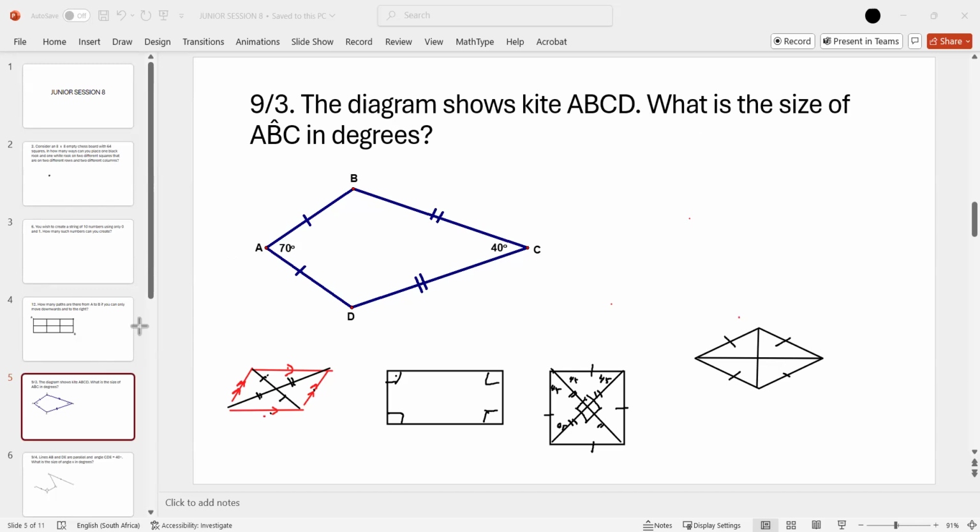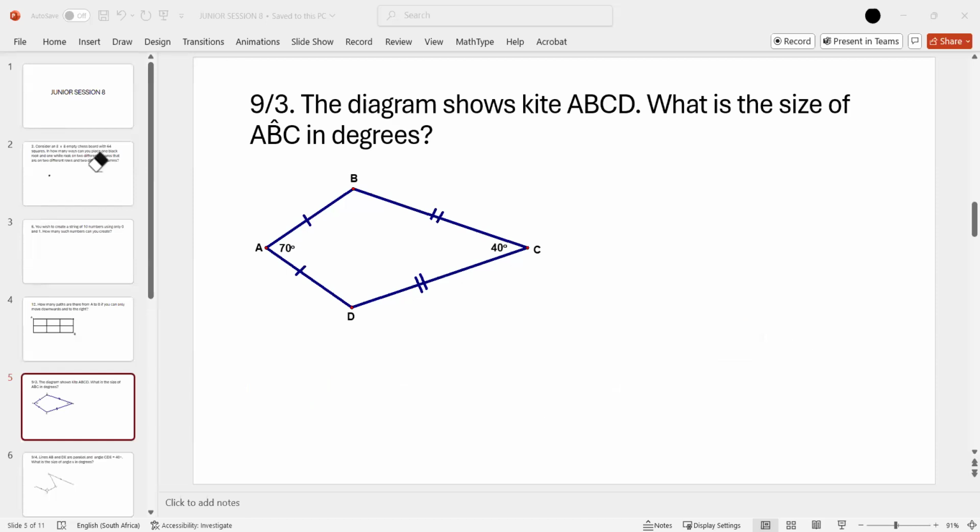Now that allows me to do a little bit of geometry here. Okay, now I want to work out the angle ABC. How do I do that? Well, to do that, I'm going to join this diagonal. And when I join this diagonal, the kite is now divided up into two equal parts. And they're actually equal. When I say equal, it means they are congruent. They're identical in every respect.